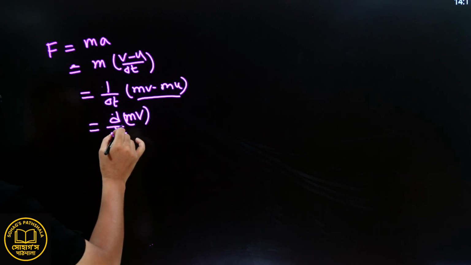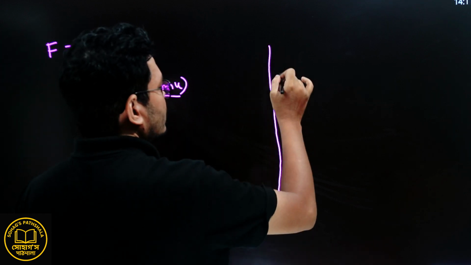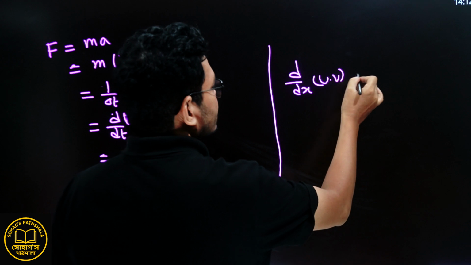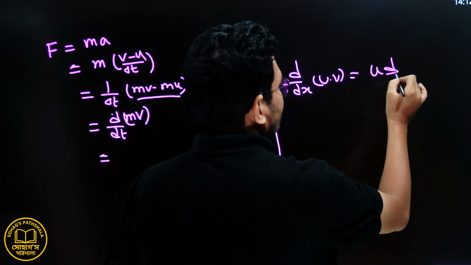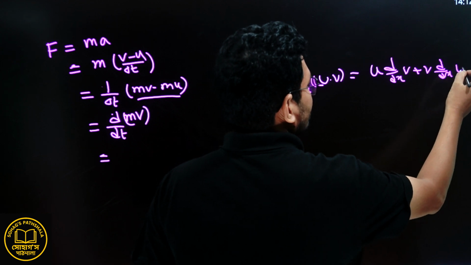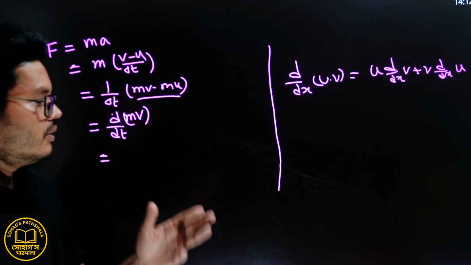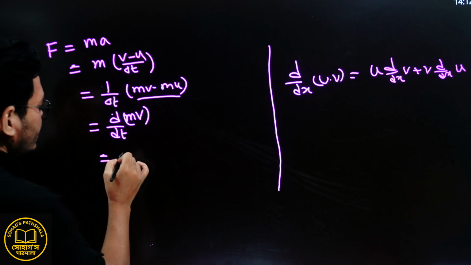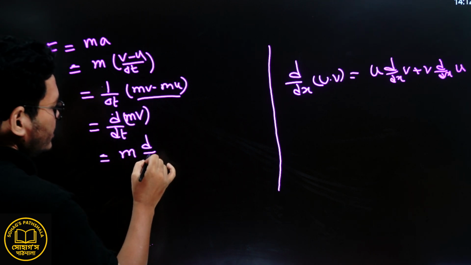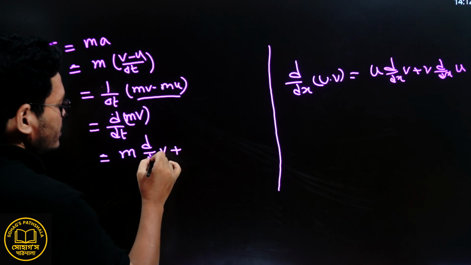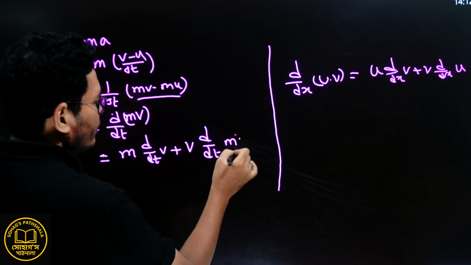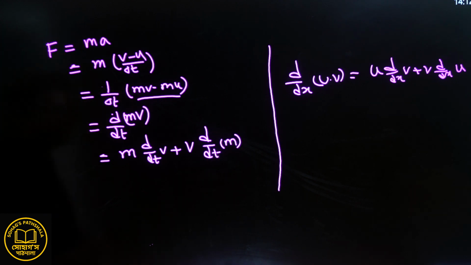So let's see, we have another law of differentiation, d/dx of uv. You will find it: we can write u d/dx of v plus v d/dx of u. So if you look at this, we can apply it here. We can write m first, then d/dt of v, plus v d/dt of m. That's what we find here.